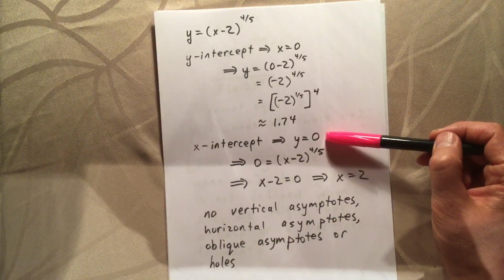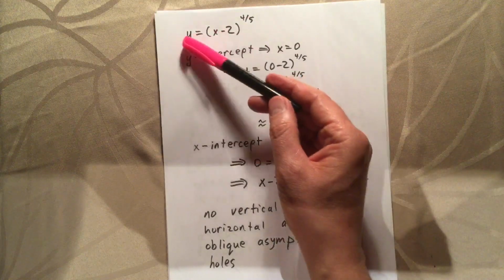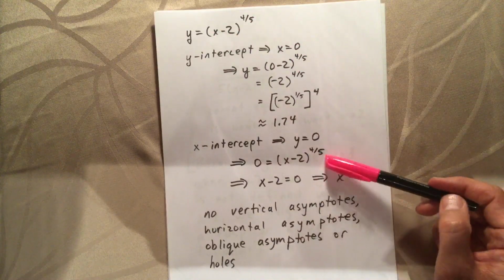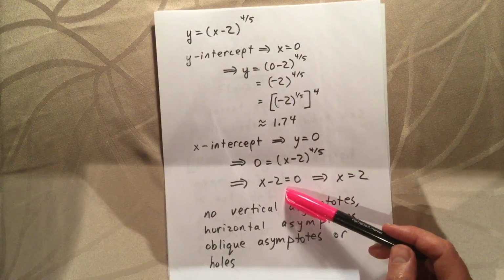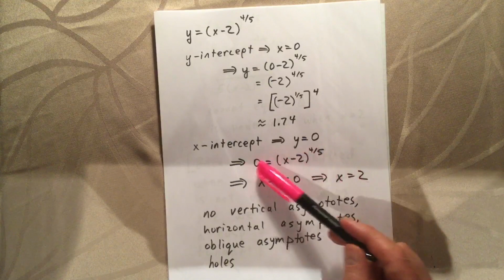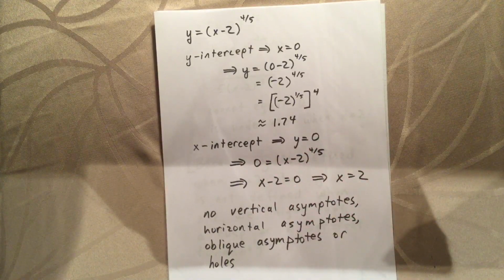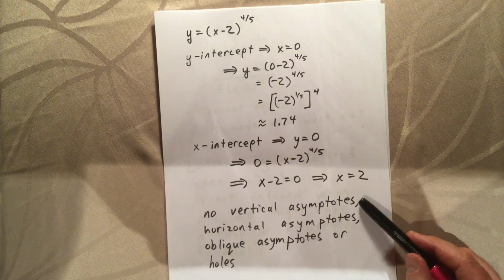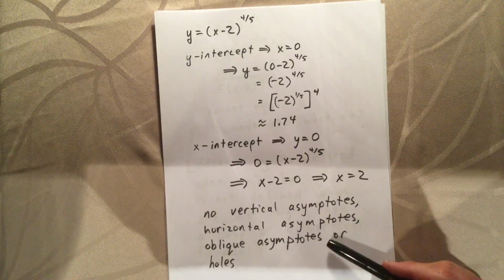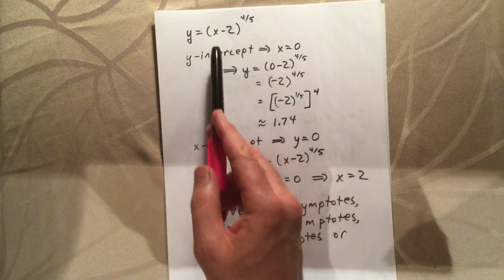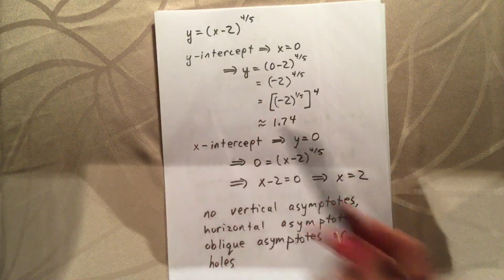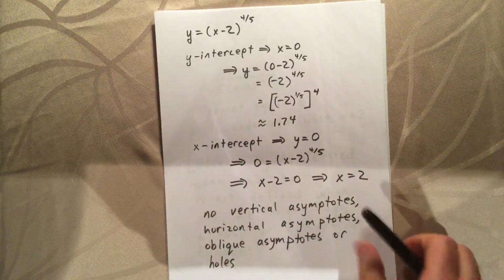Now we're going to consider our x-intercept. Our x-intercept occurs where y equals 0. If 0 is equal to (x − 2) to the 4/5, then x − 2 is 0, since 0 to the 4/5 is 0. So x would be 2. We have no vertical asymptotes, horizontal asymptotes, oblique asymptotes, or holes. We have a denominator of 1, so none of these factors come into play.